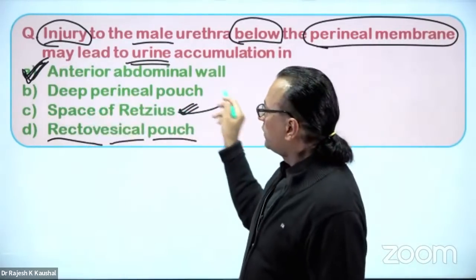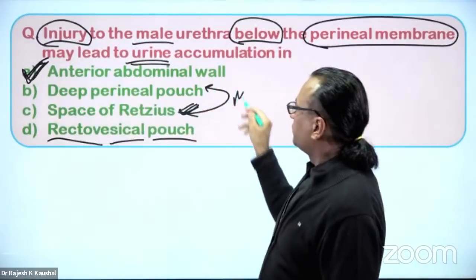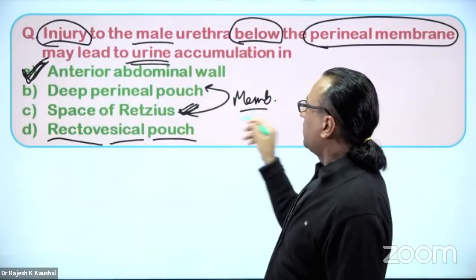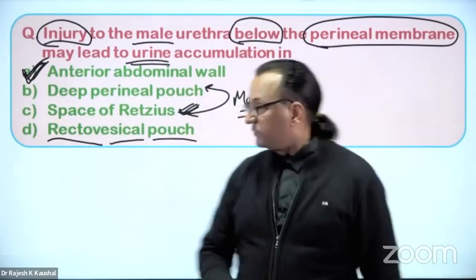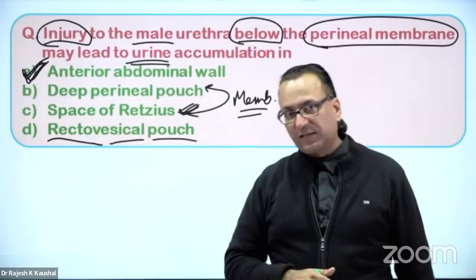These are both the membranous rupture of urethra. This is not a case of membranous rupture. Then what about rectovesical pouch? Why is it not going there?